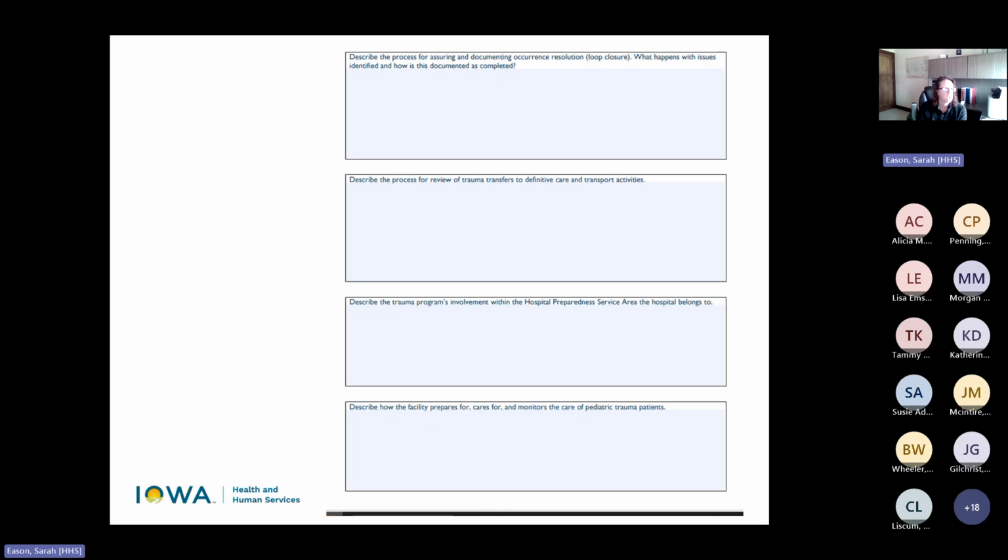Documenting occurrence of resolution and loop closure, what happens when the issues are identified and how the document is complete. Loop closure is not easy. It is always the hardest part to prove and to identify. Loop closure is just not getting that feedback from the receiving facility either. Loop closure really is what changes did you make, what policies did you implement, and what was the outcome? And if that outcome really prevented that issue from happening again.